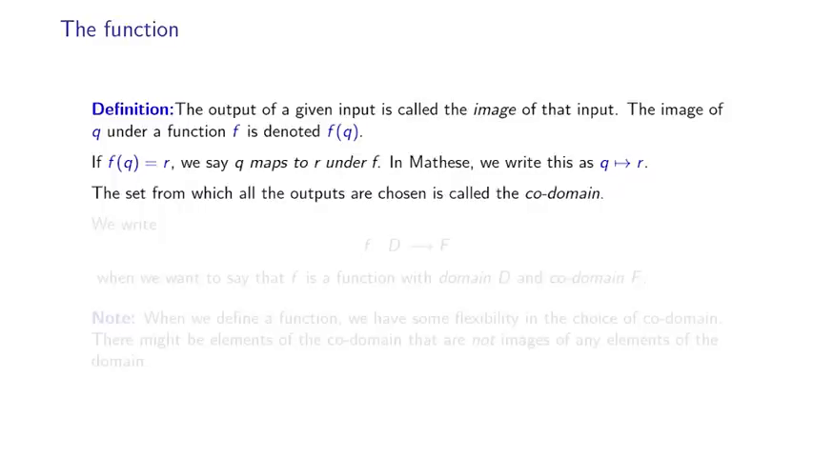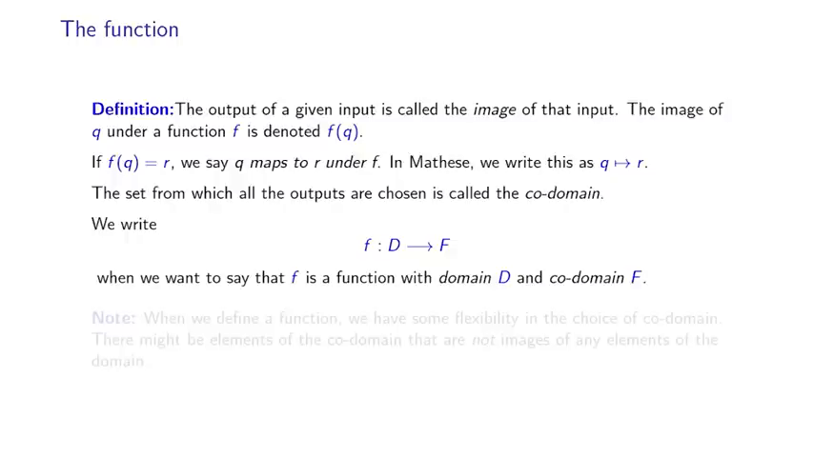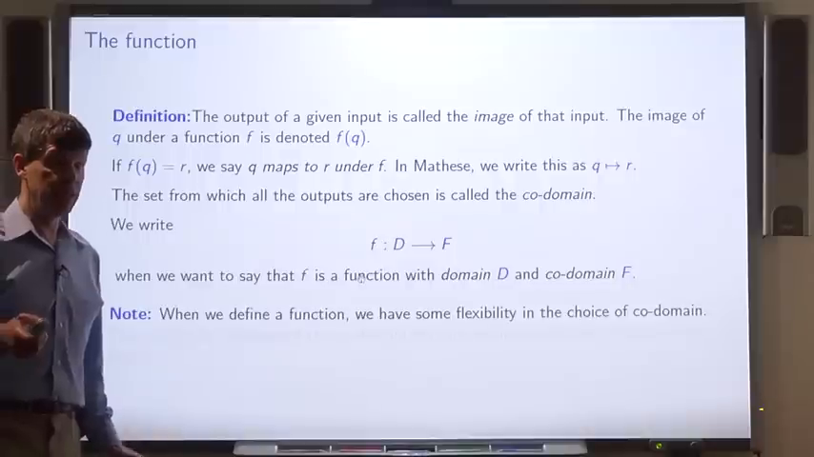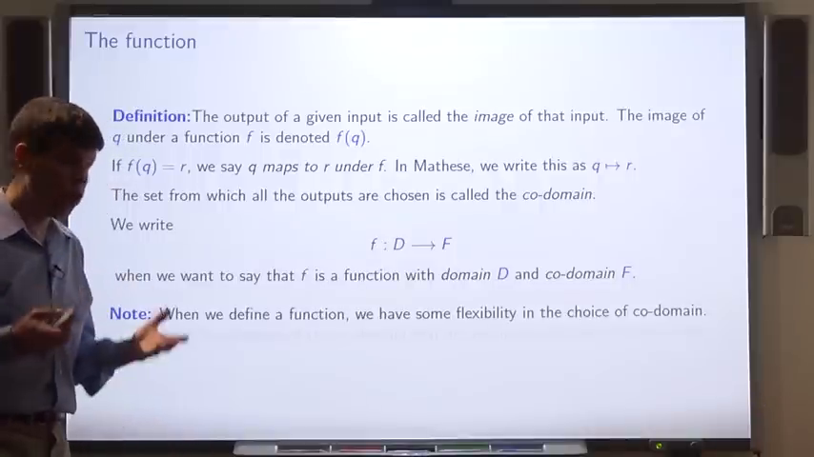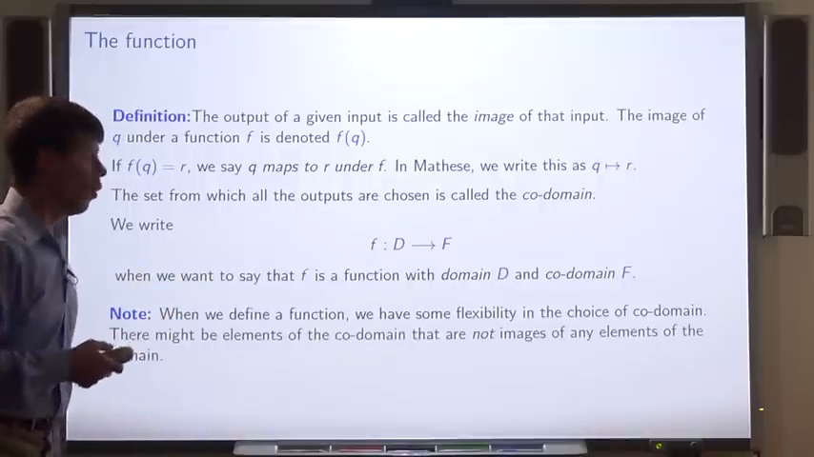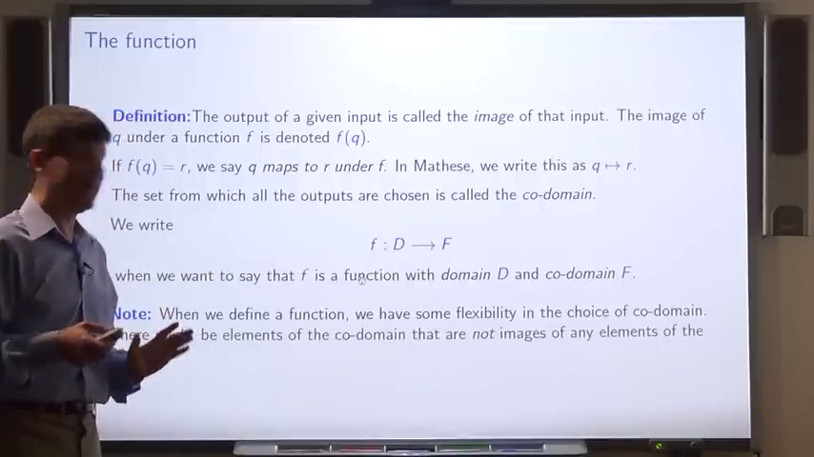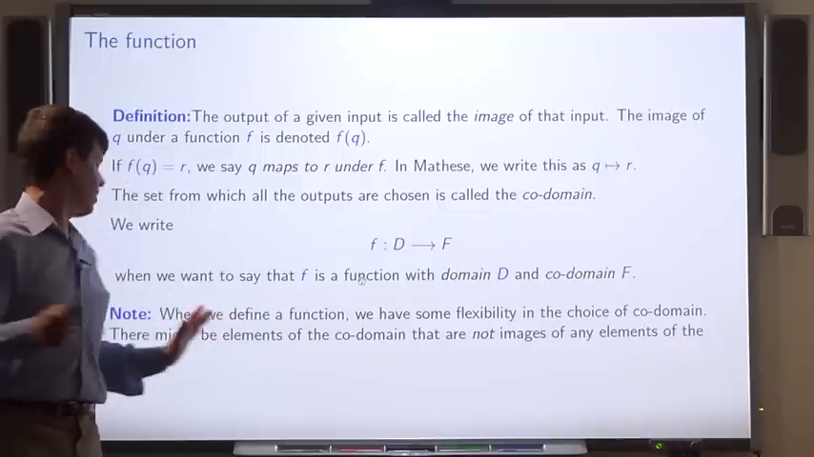Now remember that the set from which the outputs are all chosen is the codomain. We use this notation to mean that f is a function whose domain is D and whose codomain is F. Now we have some flexibility in defining a function as to the choice of the codomain. We're allowed to have elements in the codomain that are not images of any elements in the domain.